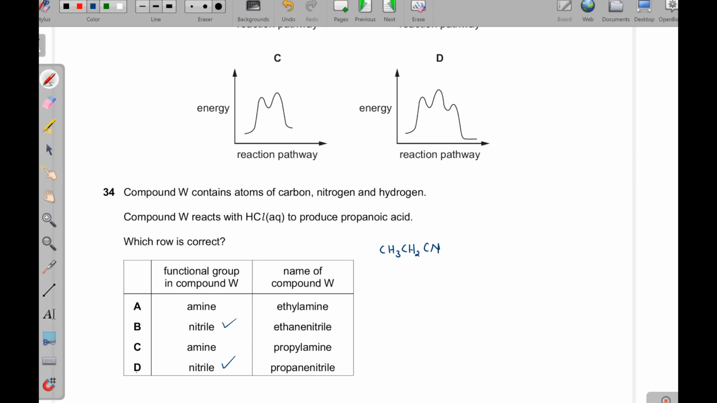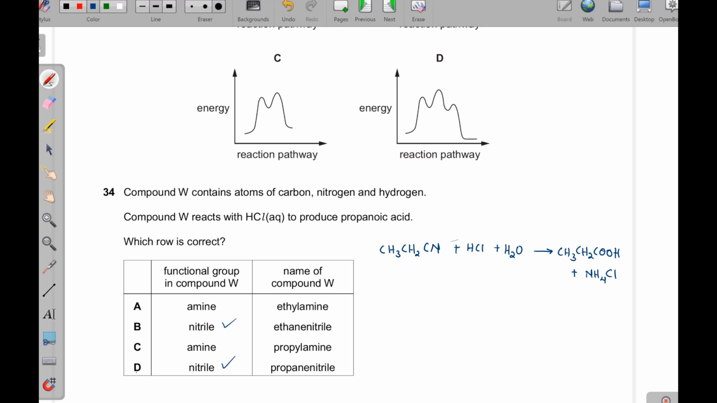You see that? Then you put dilute HCl, so we put HCl and then water. Then what we get is CH3, CH2, COOH. So this process, we call it hydrolysis, okay? Then we have, what else? We have an ammonium chloride that is formed here.